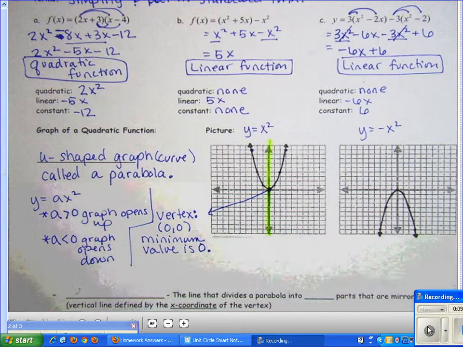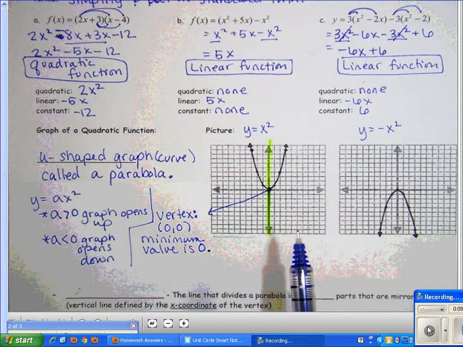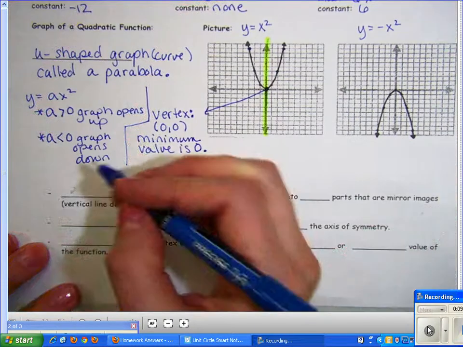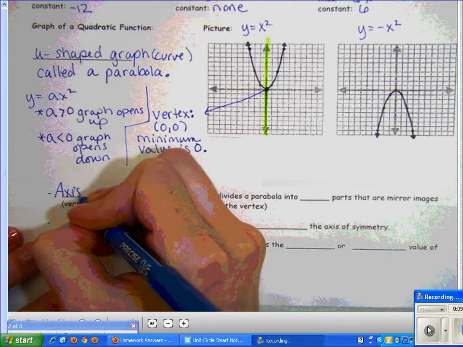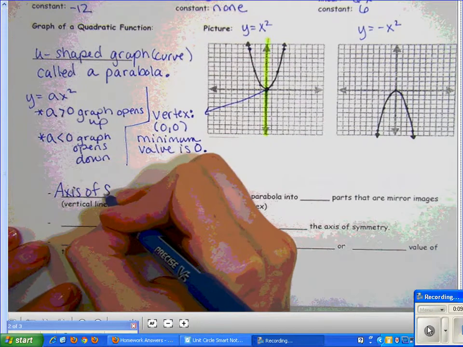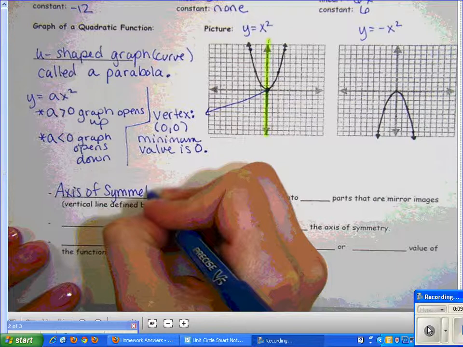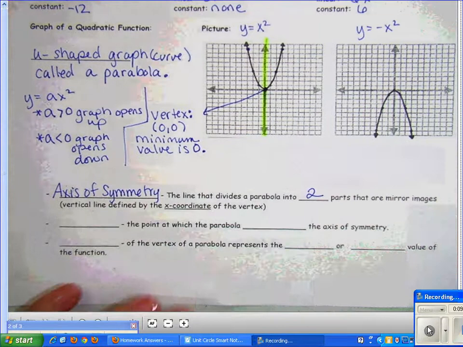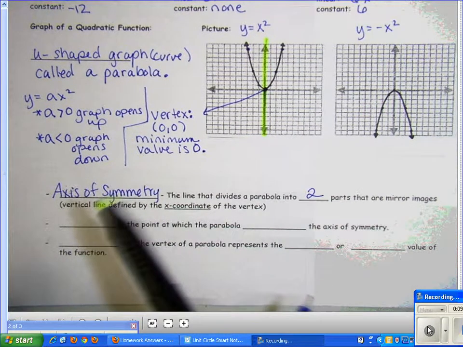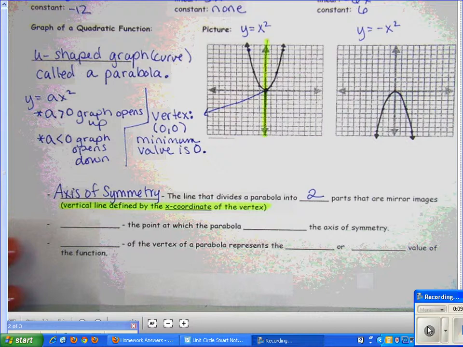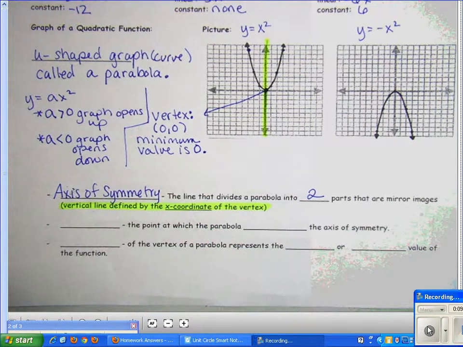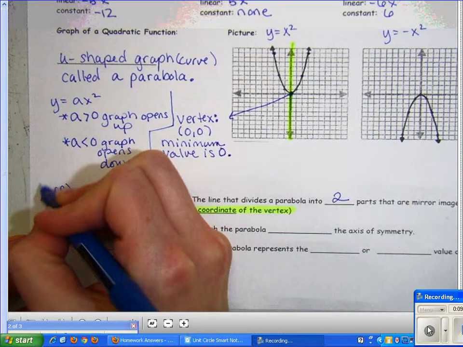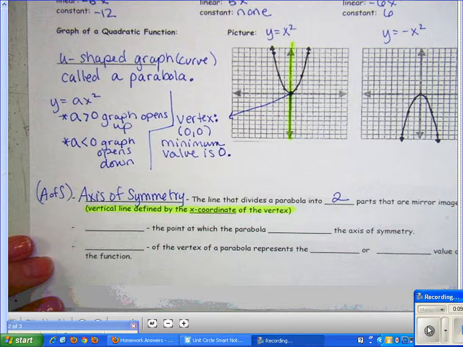So those are two different things that you can tell to help you tell which way your graph is going to open. And then also, another thing we're going to talk about is called the axis of symmetry. So I'm going to just move this up here. The axis of symmetry is the line that divides a parabola into two parts that are mirror images. And this is the vertical line that is defined by the x-coordinate of the vertex. And I always abbreviate this so I don't have to write axis of symmetry out each time. A of S stands for axis of symmetry if you see me write that.